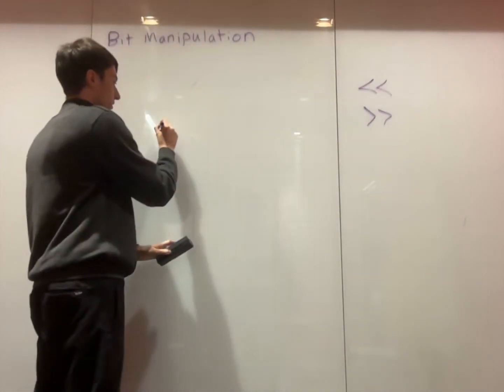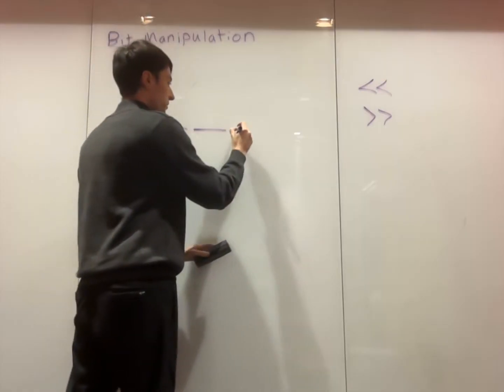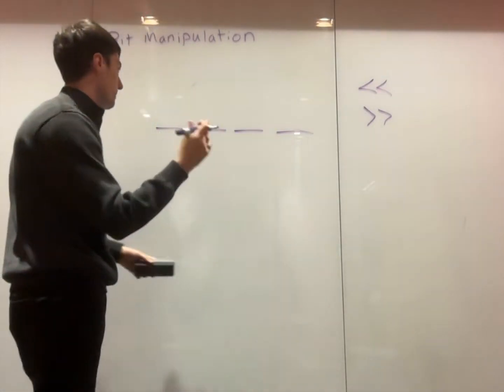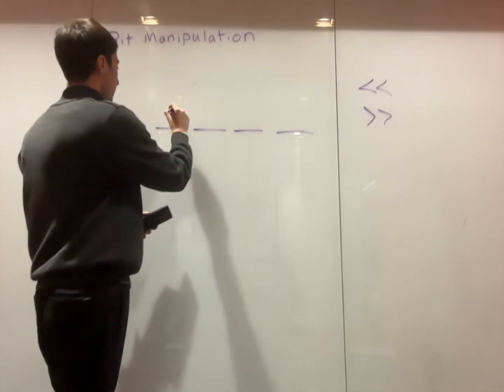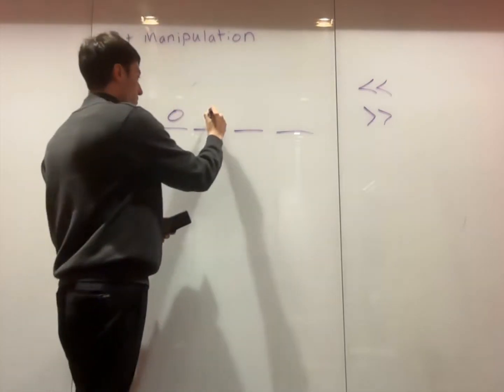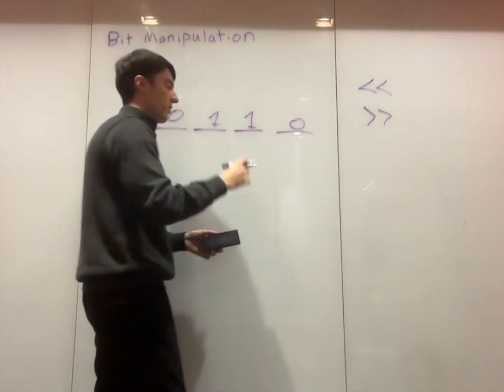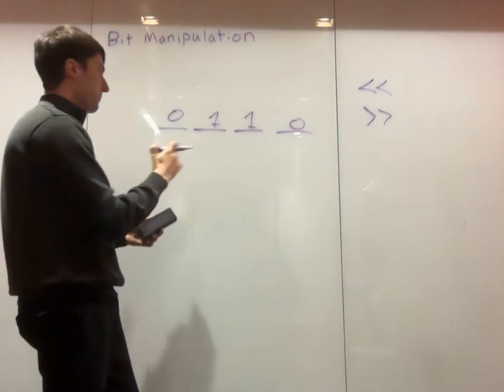Let's just say like boing, boing, boing, boing, and this is some number, right? Let's just put random things in here. I want a 0 here, I want a 1 here, I want a 1 here, and I want a 0 here. All right, here's our random number, right?